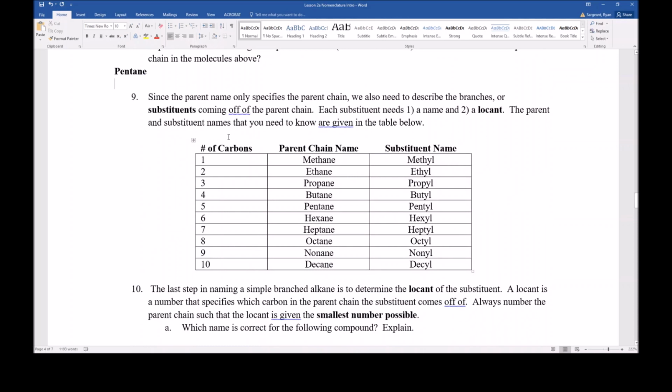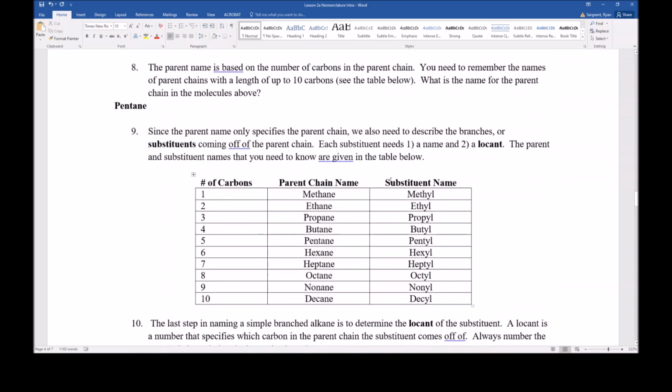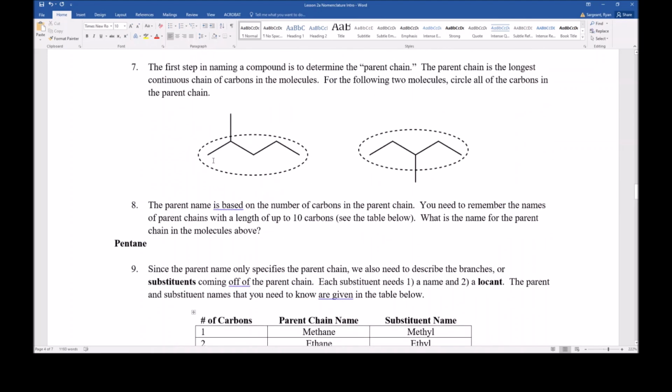Since the parent chain name only specifies the parent chain, we need to describe the branches or substituents coming off of the parent chain. So for this compound right here, pentane describes the parent chain, and there is one branch or substituent coming off of it. And that substituent needs two things. It needs a name, and it needs a locant. So let's deal with a name first.